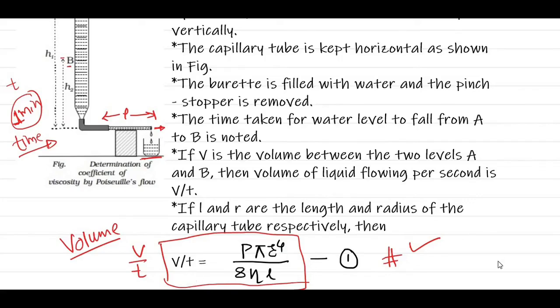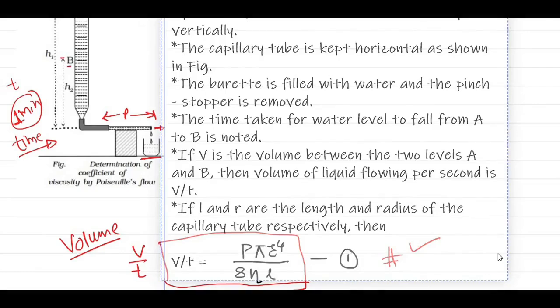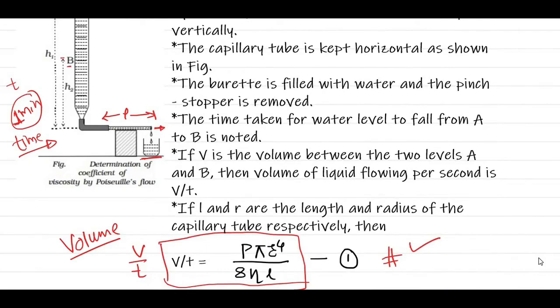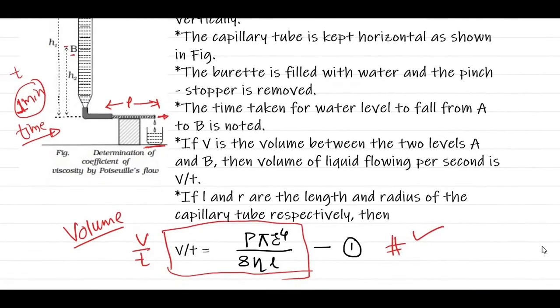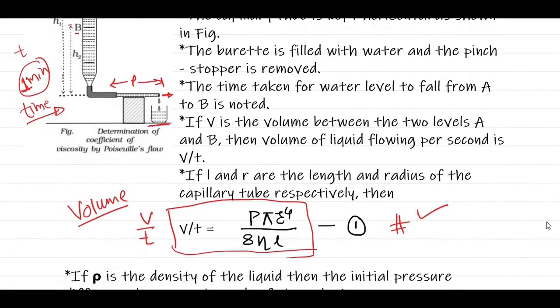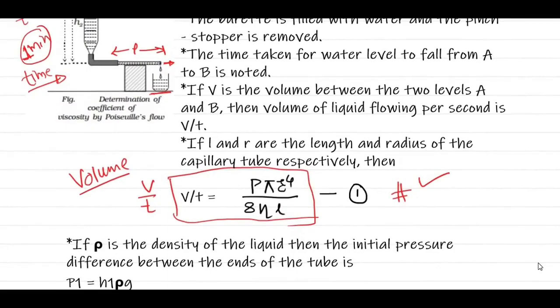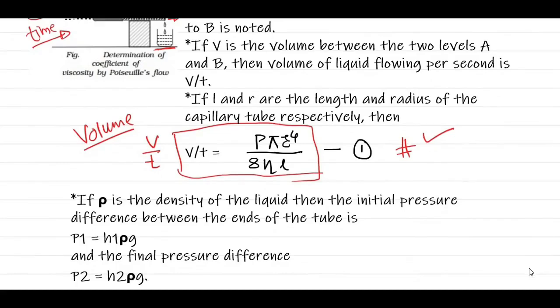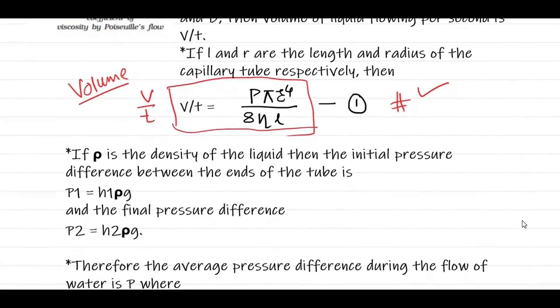And initially we have to find the bore of the capillary tube. That means once you perform this experiment, the first thing you should know is the radius of the bore of the capillary tube, that is our small r. Now let us consider the liquid you are using, for which we have to find the coefficient of viscosity. Its density is rho.